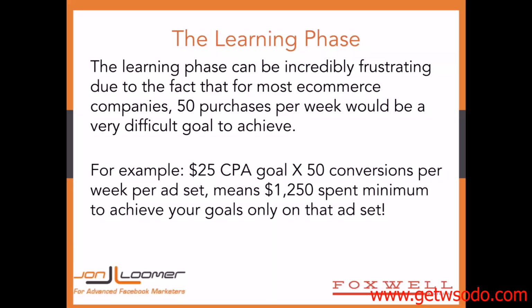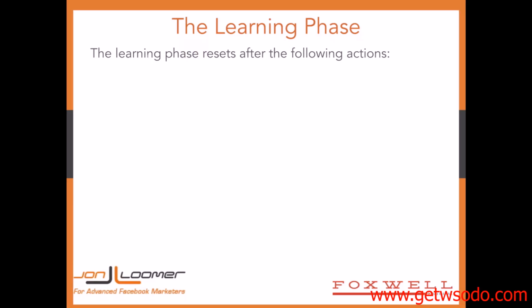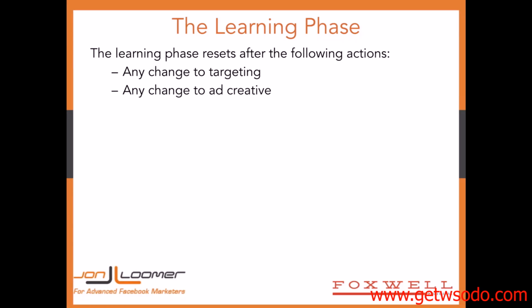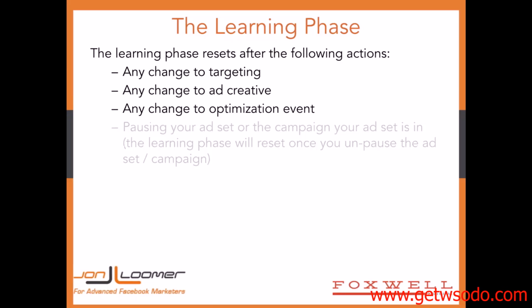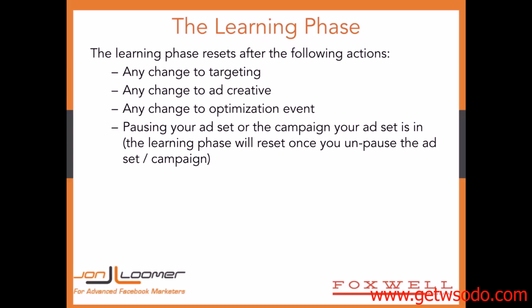So an example, right? $25 cost per acquisition goal times 50 conversions per week per ad set, meaning you're going to spend $1,250 minimum in that ad set to achieve your goals, which for a lot of people is not necessarily realistic. It also resets after you change things. You change the targeting, you change the ad creative, you change the optimization event, pause the ad set or the campaign, it'll do that, and it won't be affected if you change the bid or the budget.